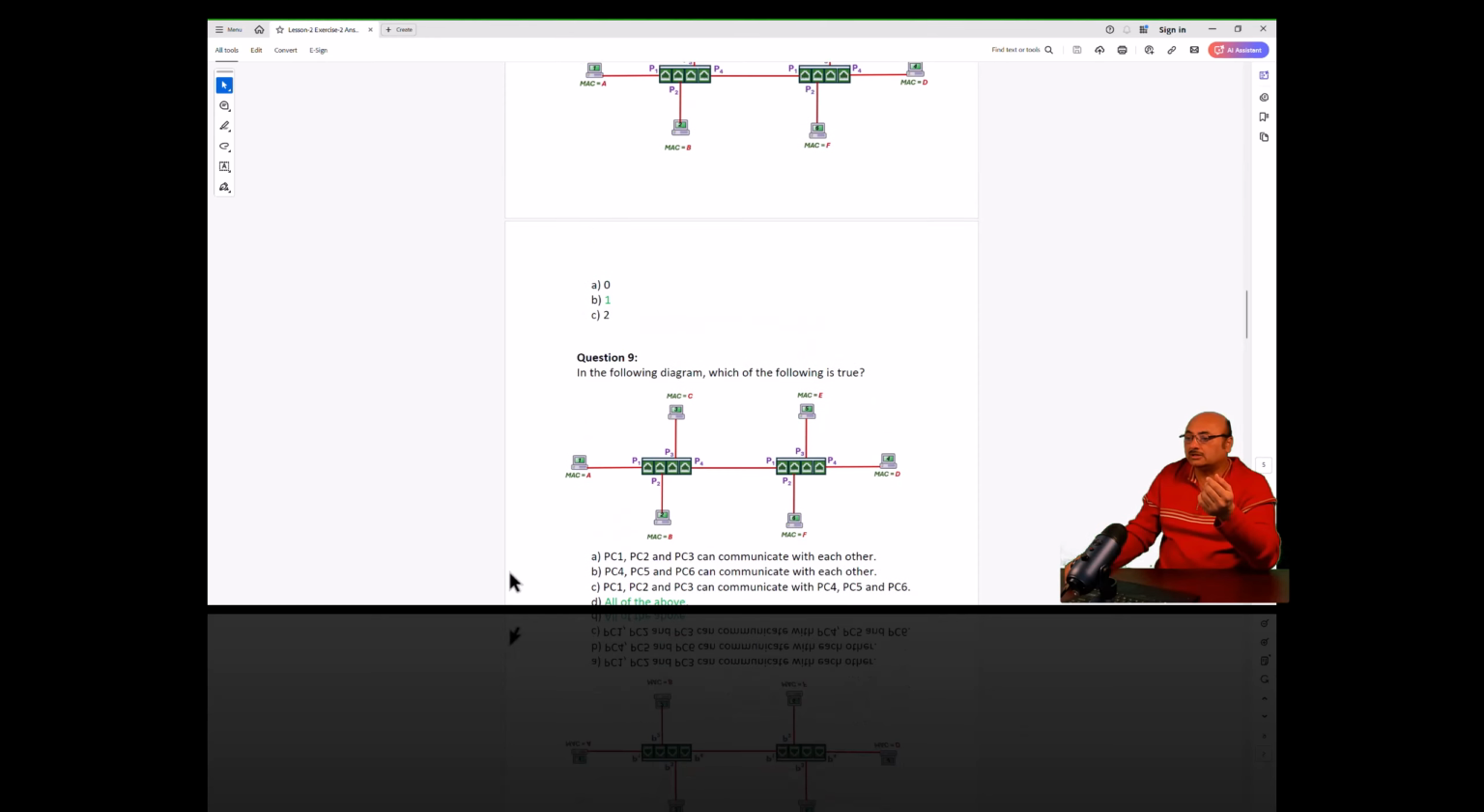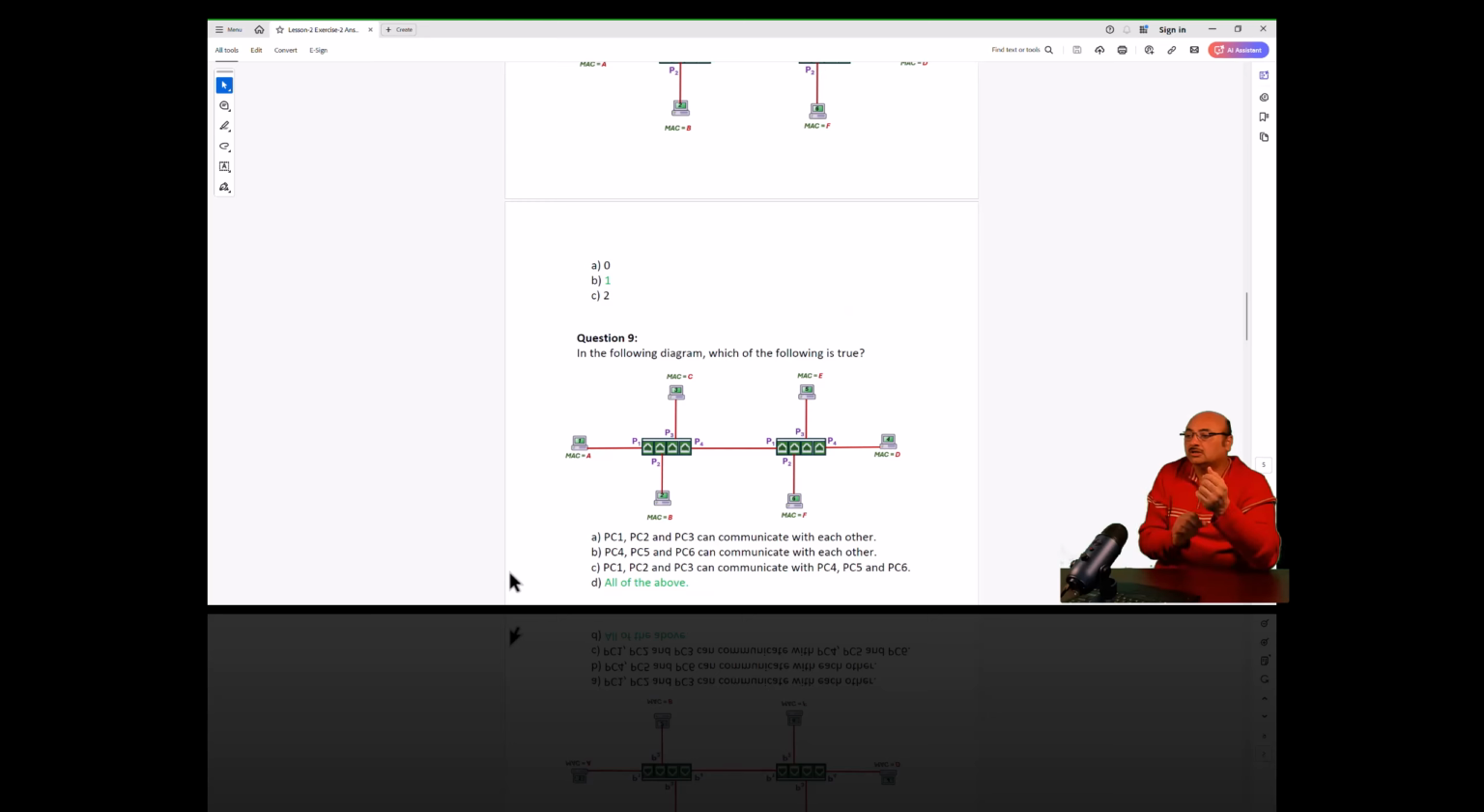And then here the question is what about the communication between these? Can they communicate with each other or not? In the following diagram, which of the following is true? PC1, PC2, PC3 can communicate with each other. That was always the case. PC4, PC5, PC6 can communicate with each other. Yes, indeed. And now, because the wire has been put in between, the possibility of them communicating with each other has become true. So option C is also correct. PC1, PC2, PC3 can communicate with PC4, PC5 and PC6. And that is why we say all of the above.